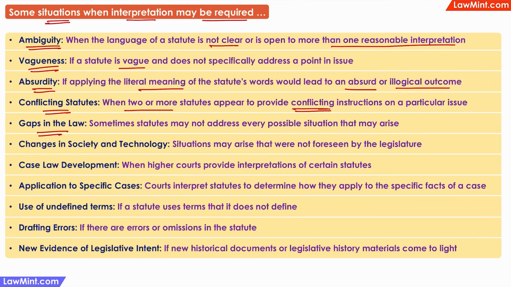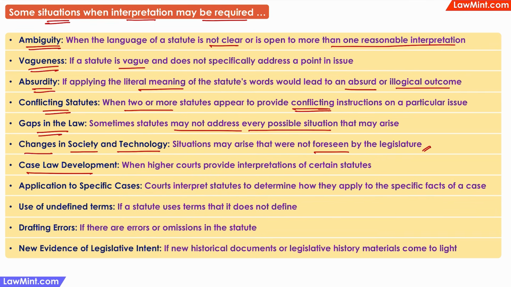Or gaps in the law. Sometimes statutes may not address every possible situation that may arise, and the courts will have to interpret the statutes to fill these gaps. Changes in society and technology. As society and technology evolve, situations may arise that were not foreseen by the legislature. So, the courts may need to interpret statutes to apply them to these new conditions and contexts.